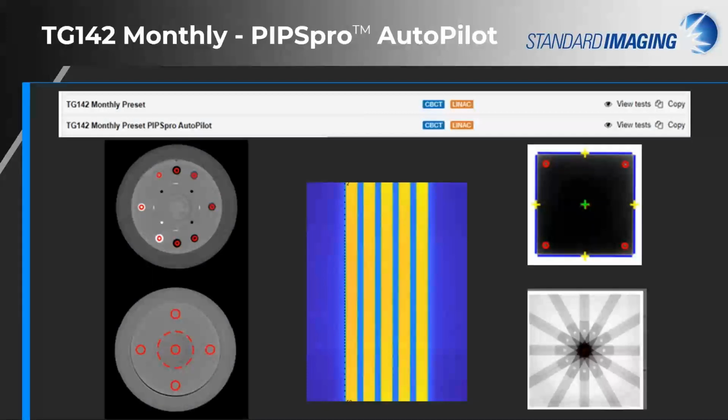TG142 Monthly includes many image-based tests that are fully automated using the PIPS Pro Autopilot add-on. Whether it is TG142 or another protocol for imager and machine QA, PIPS Pro Autopilot will automatically upload and analyze image files and display the results in the assigned QA schedule. No manipulation of images is required, no need to mark fiducials, no need to define analysis regions. It's all done automatically.